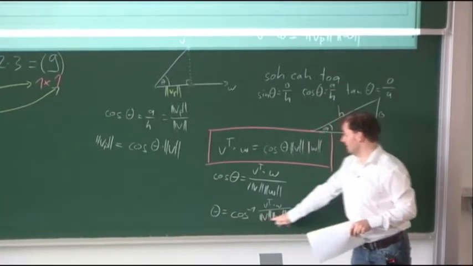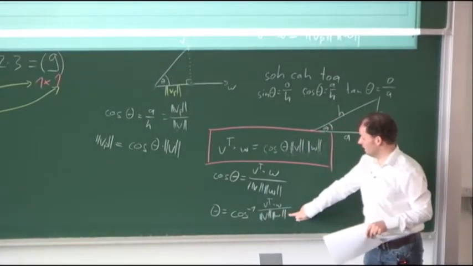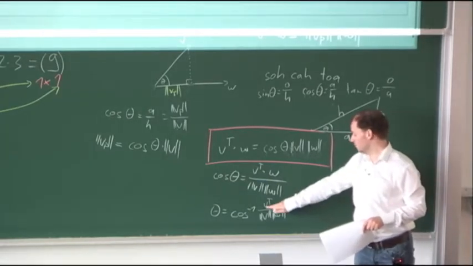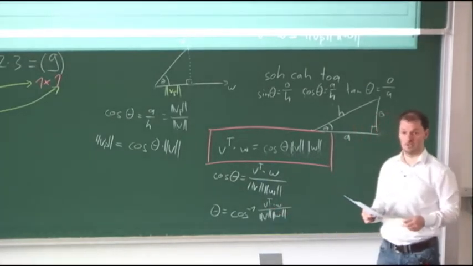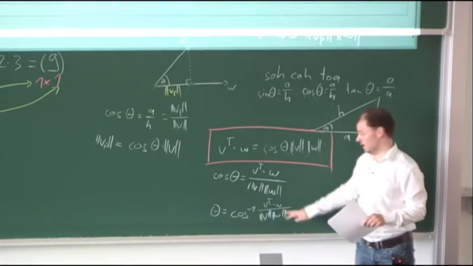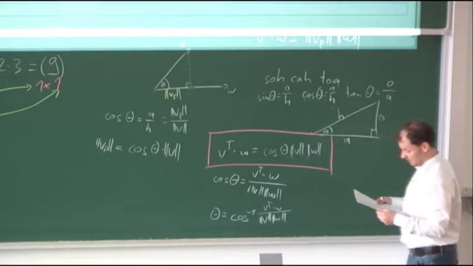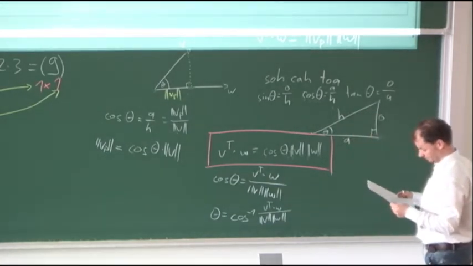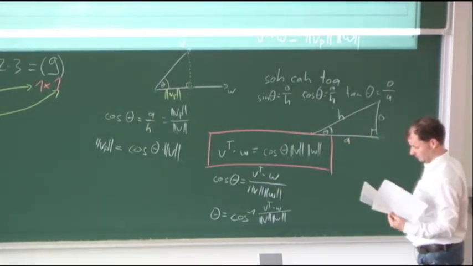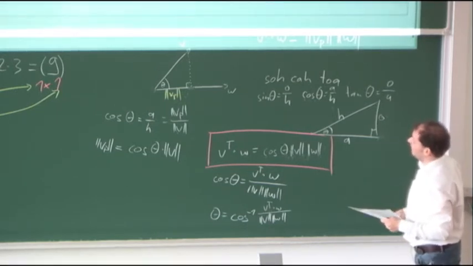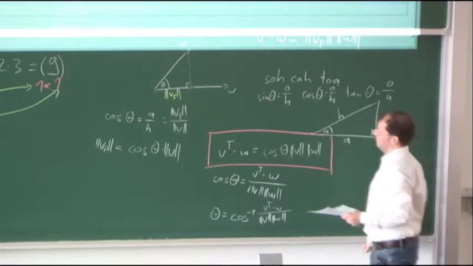What's nice here is that we can now calculate the angle between two 100-dimensional vectors. If V is 100-dimensional and W is 100-dimensional, maybe it's not obvious to us what the angle between them is, but we can easily calculate it with this formula. And based on this, we can now also define the length of a vector.